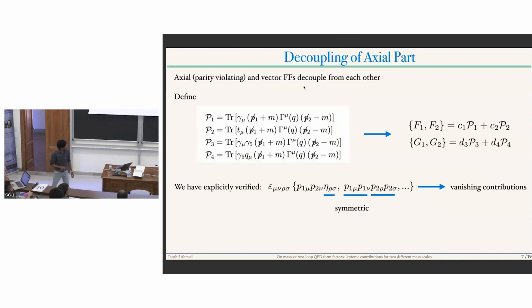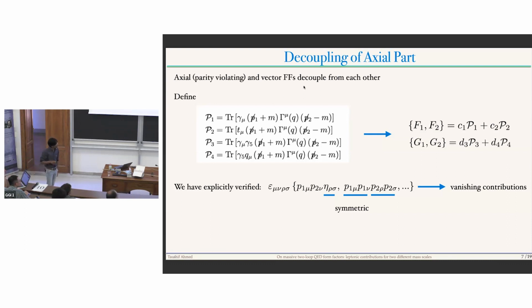And for this case, as I told you, the axial part decouples from the vector part. So for example, you can define 4 quantities. By combining these 4 quantities, you can calculate the form factors F1, F2, which are the vector form factors, and the axial vector form factors G1 and G2. Just by doing some algebra, one can show that F1 and F2 can be expressed solely in terms of P1 and P2, which are components of the projector, and G1 and G2 can be expressed in terms of P3 and P4. Out of these 4 components, we constructed all the projectors.